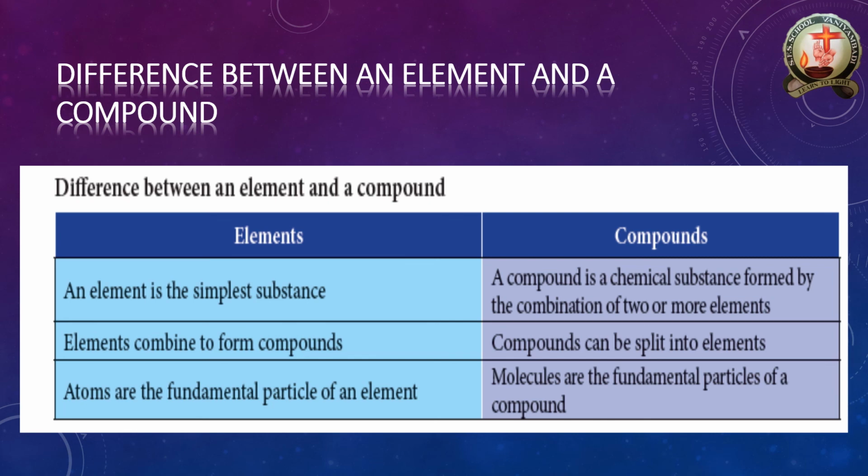So one atom and another atom make a compound. Sorry, a molecule of different kinds of atoms is said to be a compound. Elements combine to form a compound. The compound splits, and whether we split it by a chemical method, we can get the smaller parts, the elements. The atom is the fundamental particle for elements and molecules are the fundamental particles for compounds.